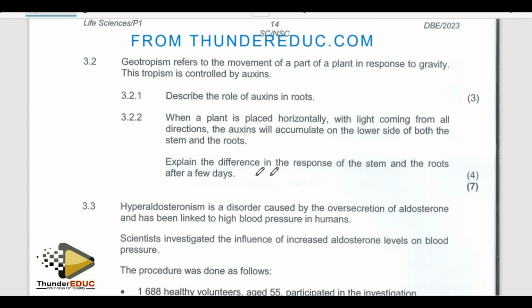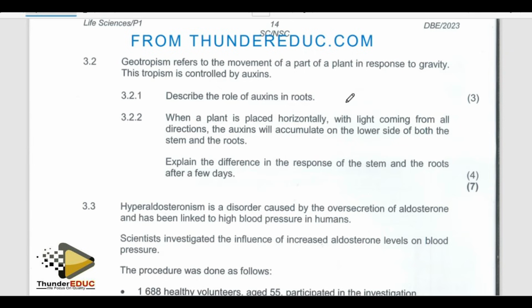Yes, the next question. Geotropism. How about geotropism? If you look at geotropism, what are they looking at here? Geotropism is a plant response to gravity. Sometimes we call it gravitropism. Movement of the plant part in response to gravity. Oh, they have talked about this. Tropism is controlled by auxins.